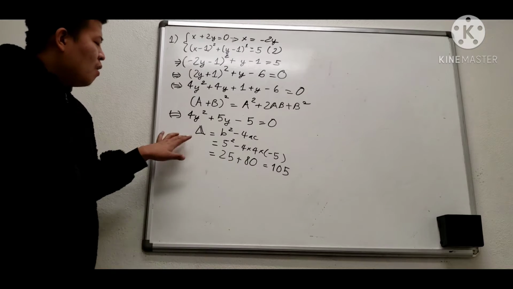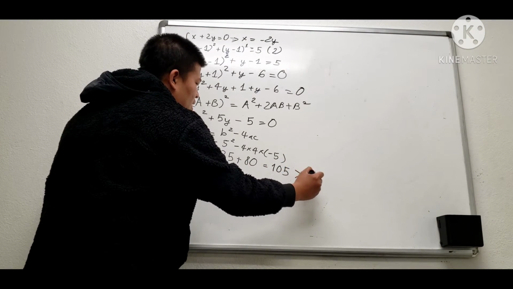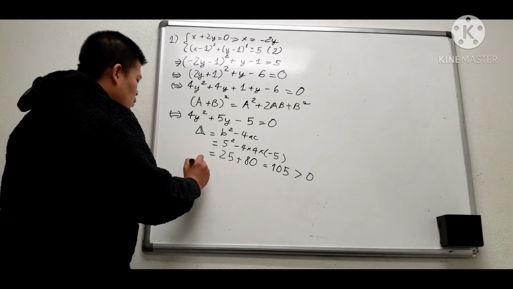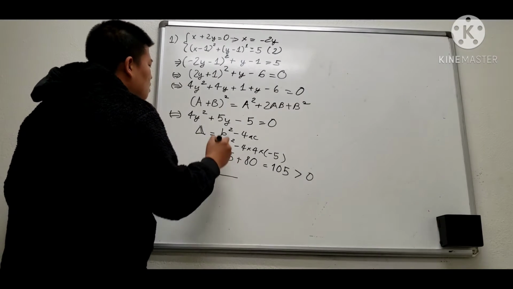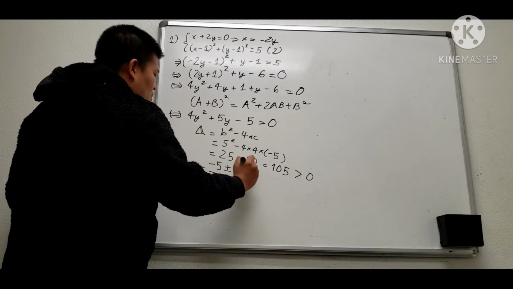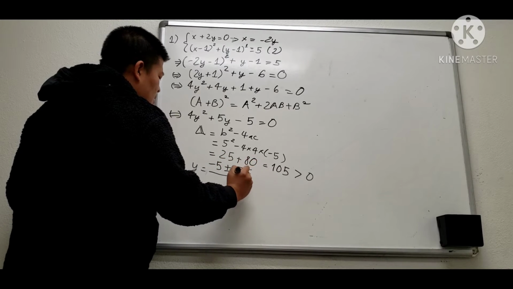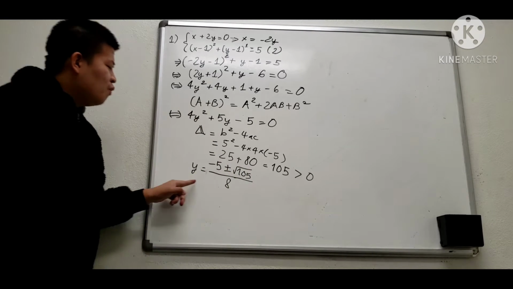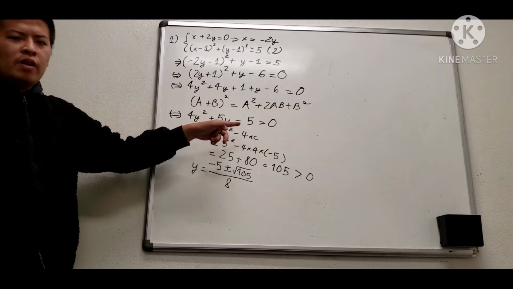And this is greater than 0, so there are 2 solutions. That's why we have minus 5 plus or minus the square root of 105, divided by 8. This is the formula to find the solution of the quadratic equation.